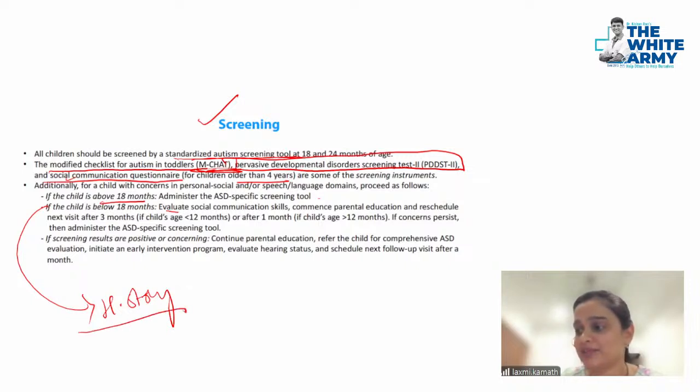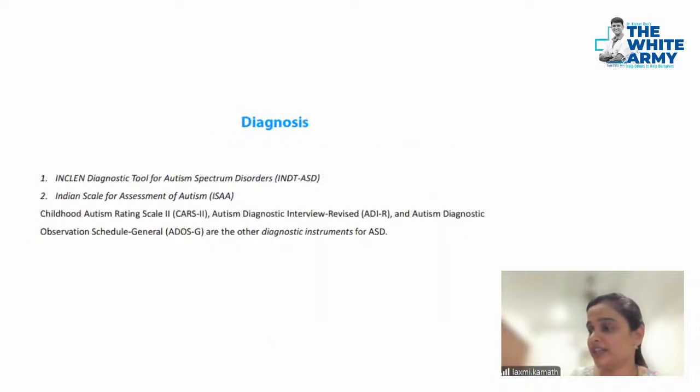If the child is positive in screening, or if the pediatrician has a doubt that it can be a positive autistic screening, then we do parental education. We do a comprehensive ASD evaluation by doing diagnostic tests. We refer them early to intervention programs, and we know that the child has poor verbal and non-verbal communication. So the first thing to rule out is probably a hearing problem. So we first do a hearing test, and then we follow this child very closely.